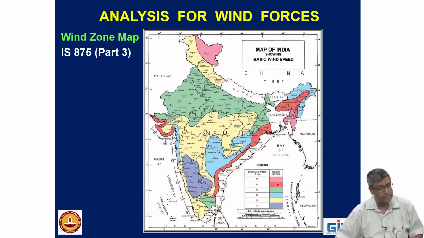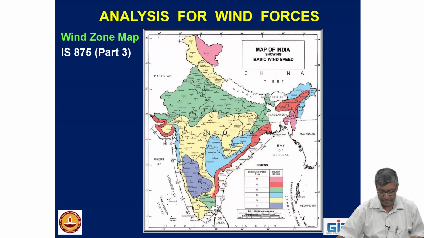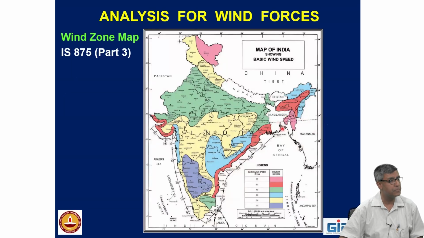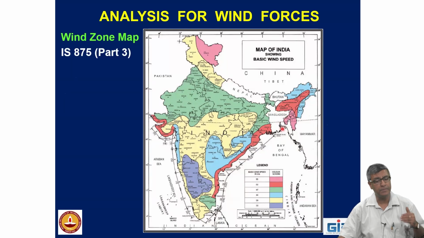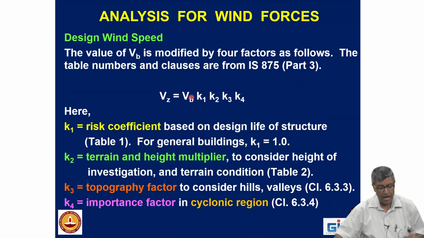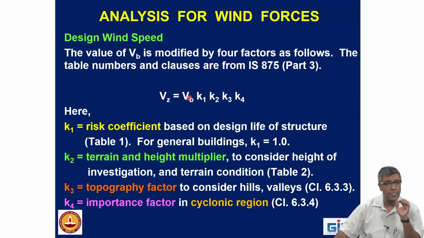Now, Chennai is a coastal area, and this comes under this 50 meters per second basic wind speed. And there can be some regions in Leh and in states like Mizoram and Tripura, where the wind speed can be even higher, and the basic wind speed is considered as 55 meters per second. Now, once I have this Vb, we have some modifiers.